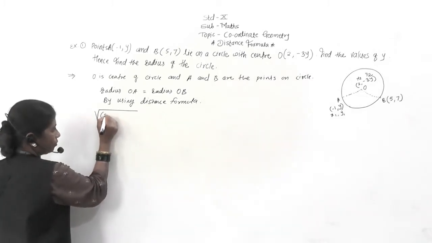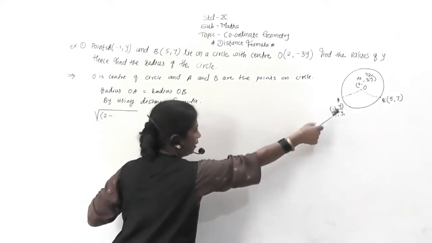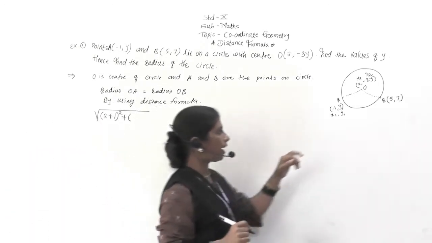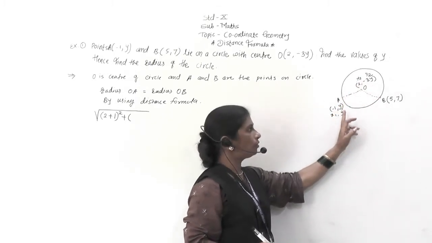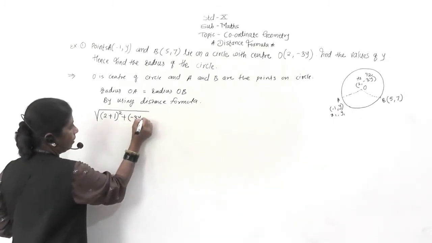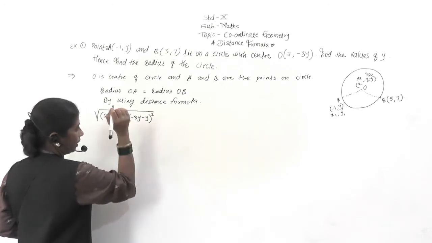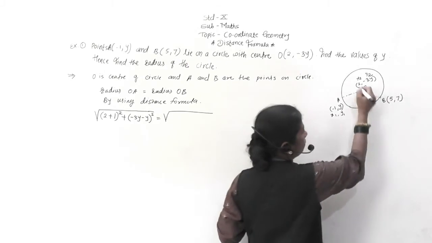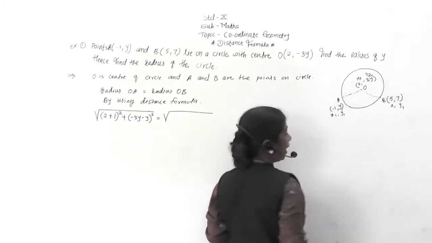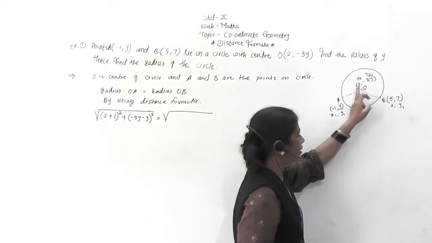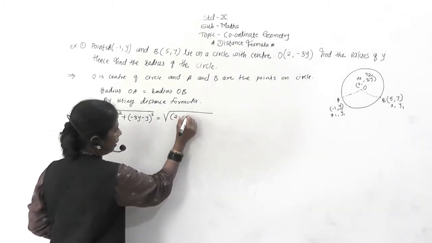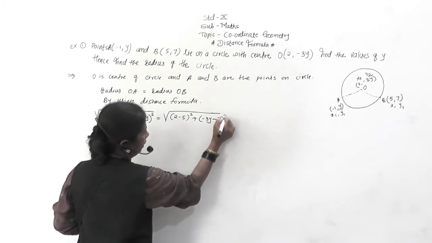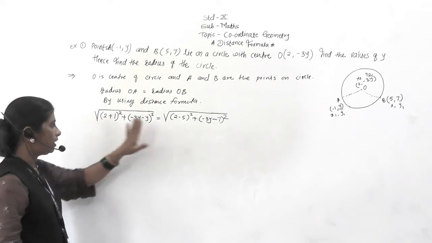So x2 minus x1 bracket square plus y2 minus y1 bracket square. What is your y2? y2 is minus 3 and y1 is what? Your y. So minus 3 minus y bracket square, right? Similarly for the radius OB, x2 minus x1 is 2 minus 5, correct? So 2 minus 5 bracket square plus y2 minus y1. y2 is minus 3 and y1 is 7, so minus 3 minus 7.